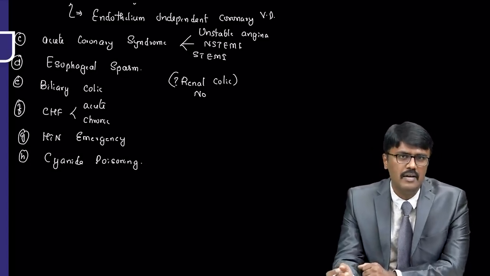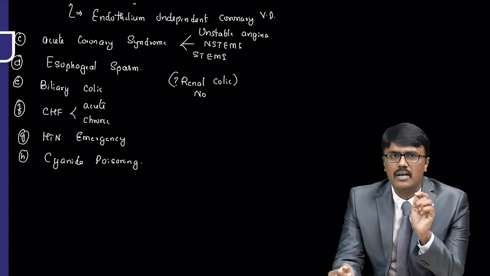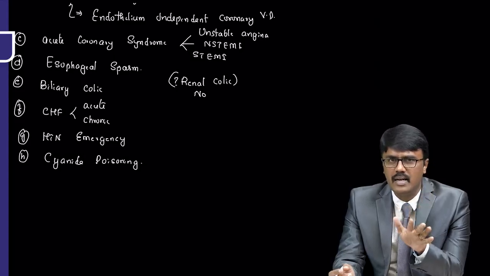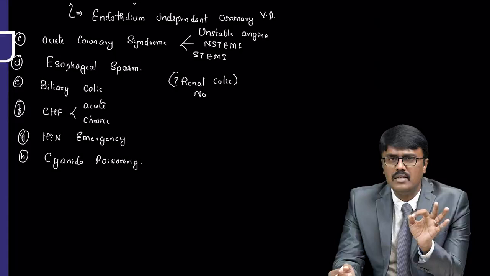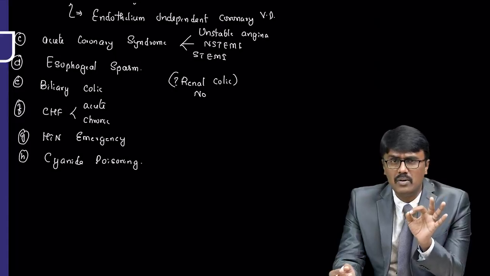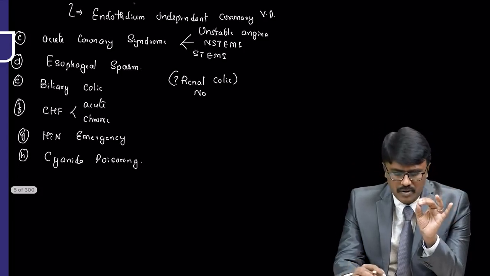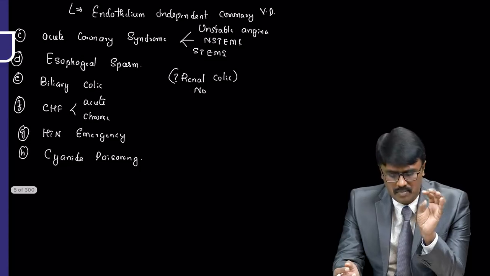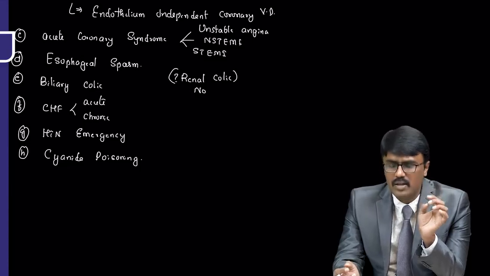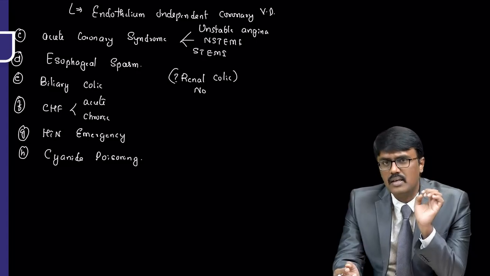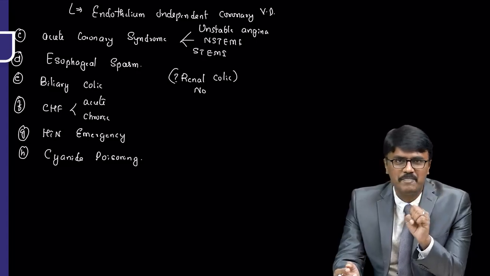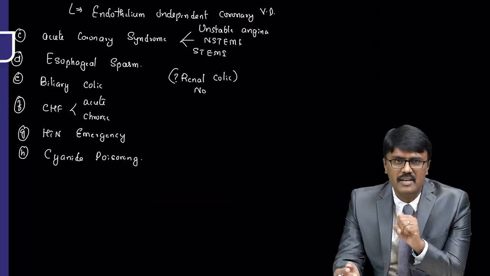Let me repeat again. In detail, you should know how they work in angina pectoris, particularly classical angina. Then Prinzmetal angina, they mainly cause endothelium independent coronary vasodilation. Then acute coronary syndrome, esophageal spasm, biliary colic, acute and chronic CHF, hypertensive emergency as well as cyanide poisoning. So these are the uses of nitrates.